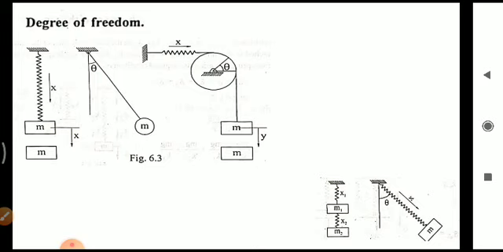So in the first three figures we require only one. For the first figure we require the movement of the spring, for the second figure we require theta, and for the third figure we require the movement of the spring. These three are required for defining the position of the mass.